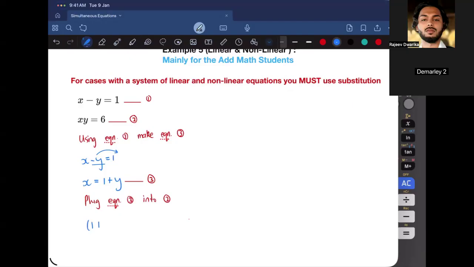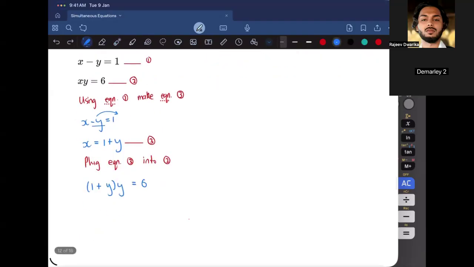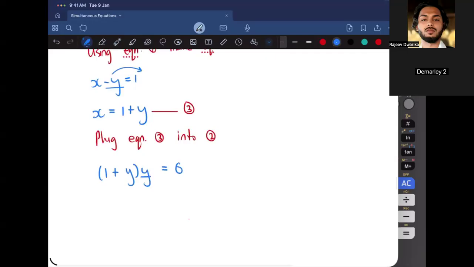So bracket 1 plus y, close bracket, e minus y, equal 1. Wait, hold up. It's going to be y, then y equals 6. So I agree that this is correct, right? So this whole thing is going to be x, and we know that. And so xy is equal to 6, right? Now, we have something on the outside, so we have to expand it.